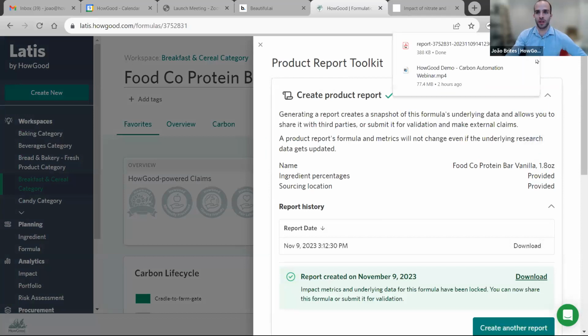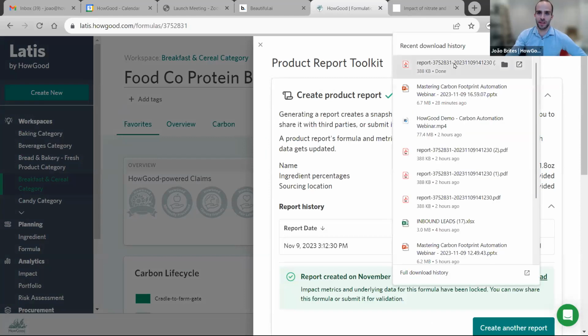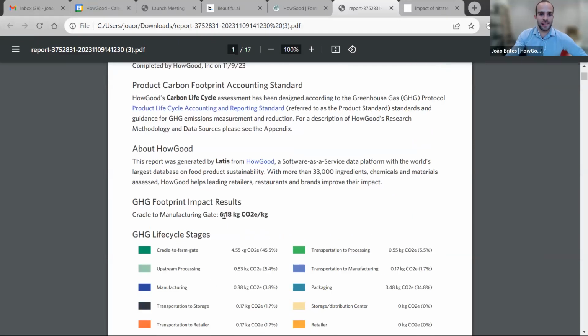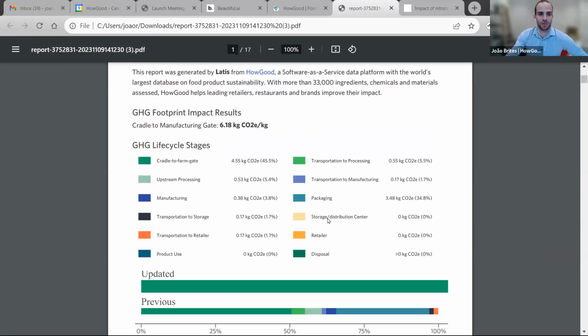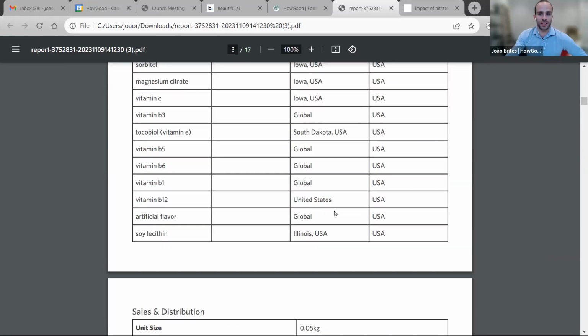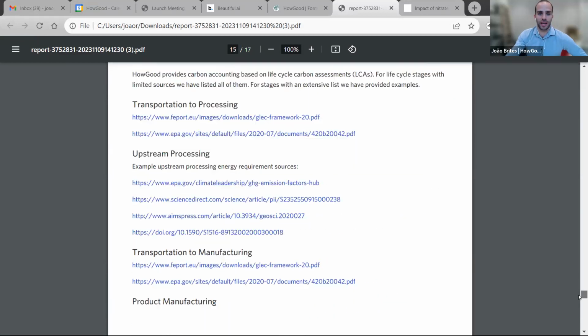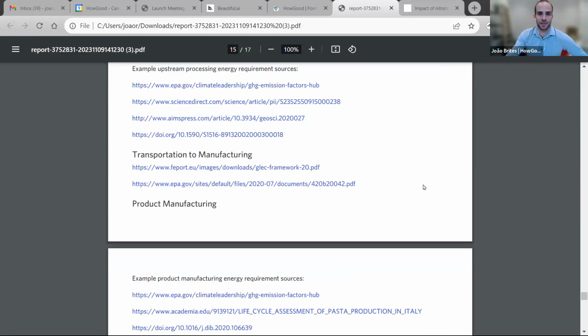you can open it up. And once the report is ready, you can see how, in this case, we've done a full life cycle study for a specific product, with the results of the carbon footprint, the life cycle stages, the assumptions, the description of system boundaries, and the description of the actual data sources in just a couple of minutes. So this is an example of an automation technology at work in just 5 minutes.